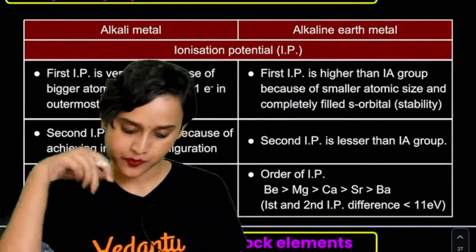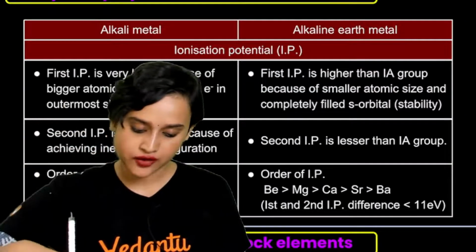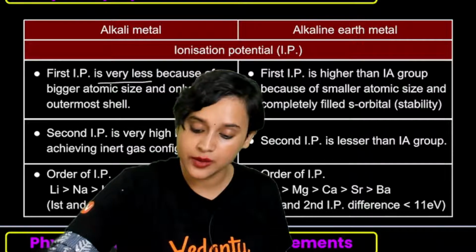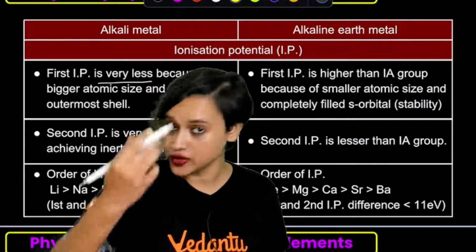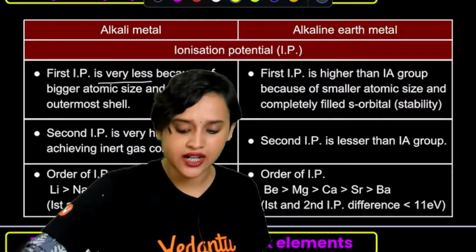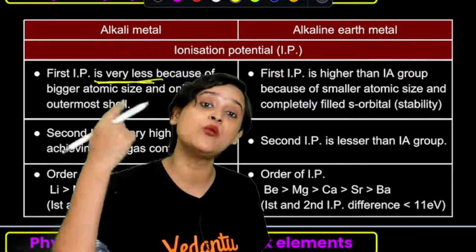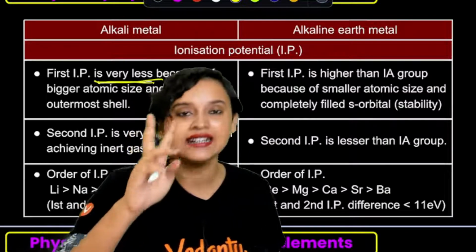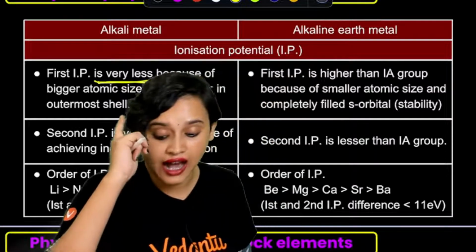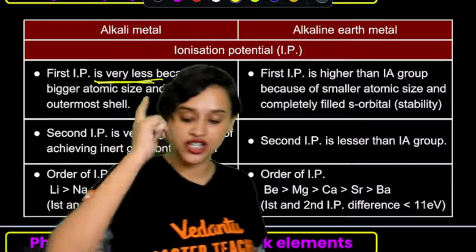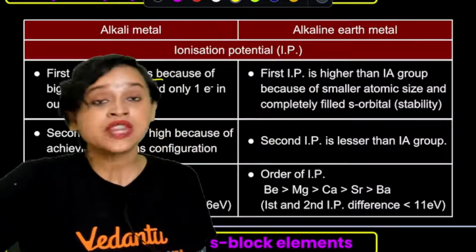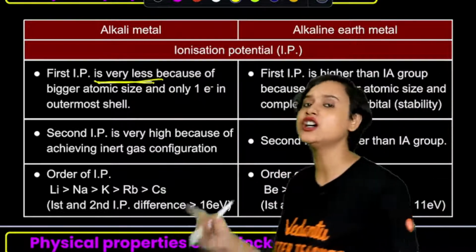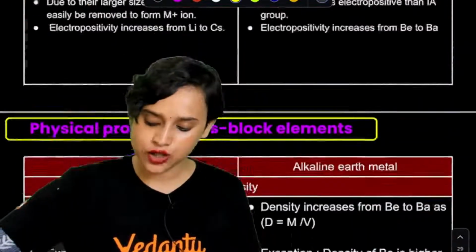What else do we have to study? Ionization potential, I've taught you. Let's do this. The first ionization energy is obviously very less because they want to give away one electron and get into their noble gas configuration. However, the second ionization energy is really high. In group 2 elements, the second ionization energy is lesser than the group 1 second ionization energy. Now, shall we do a question here?